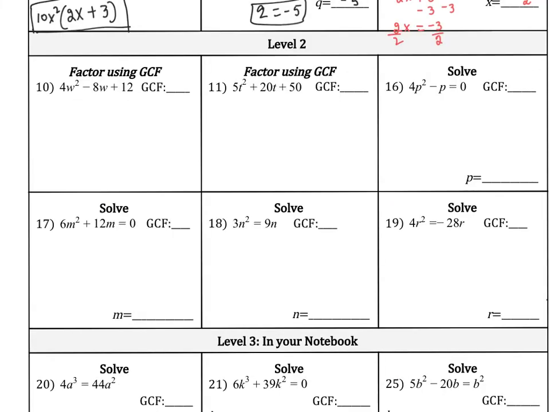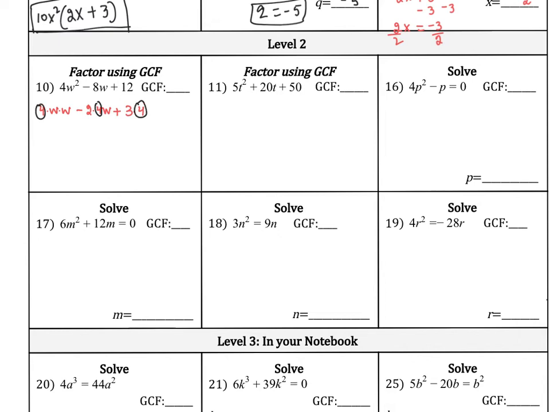Next is level 2, and for level 2 I'm going to do number 10. In this case we have 3 terms and we have to decide what the GCF is between these 3 terms. Again, you can do it in 2 ways. You can break them into smaller parts like 4W and 2 times 4 times W plus 3 times 4, that is 12, and then you're going to see what is common.